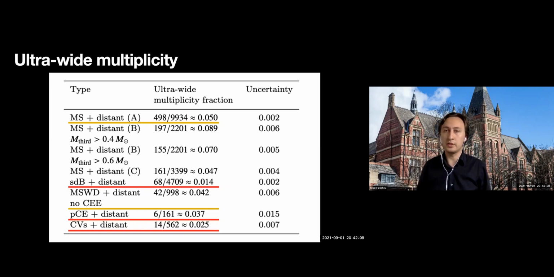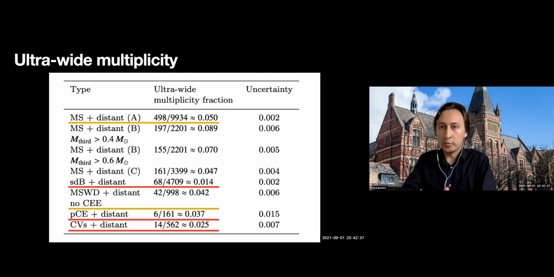What do we have here for comparison? We can look at main sequence stars and perform exactly the same procedure for exactly the same cuts in parallaxes. And in this case, we find ultra-wide companions in 5% of the cases, or if we add additional restrictions on properties of this companion, we might even get larger values, around 9% or 7% of the cases.